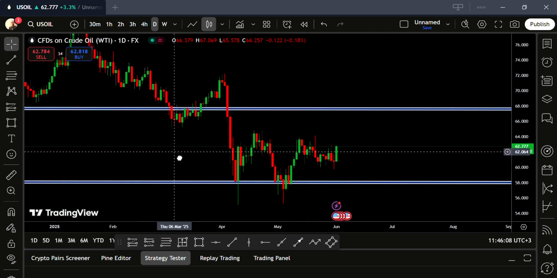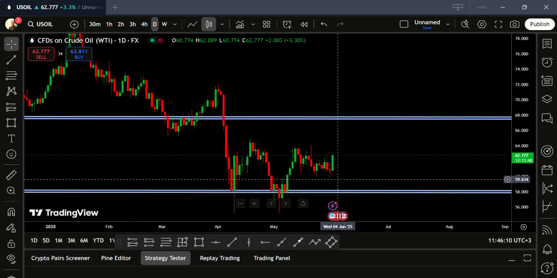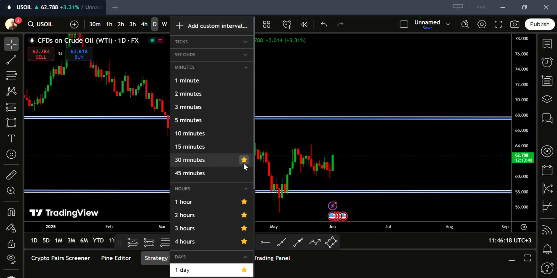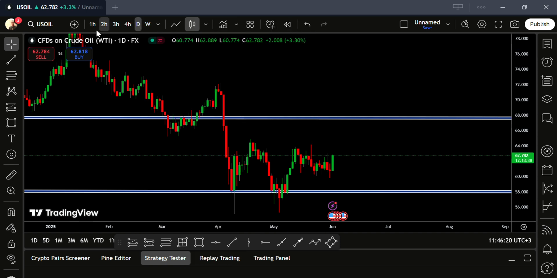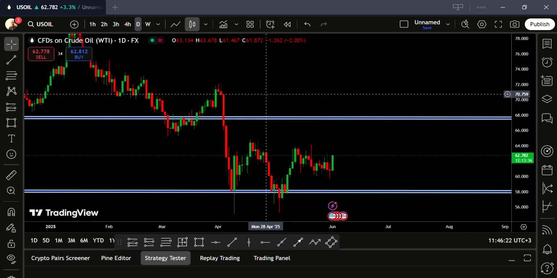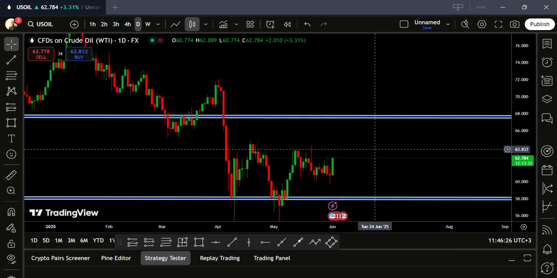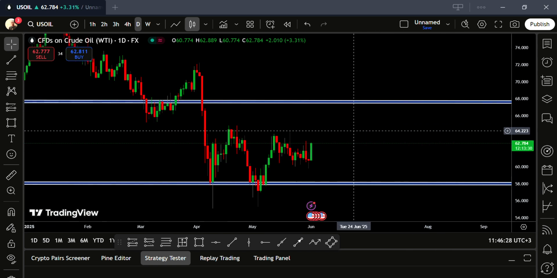So what do we have on the screen? We have US oil, and this is the daily time frame. I know there's 30 minutes here, but forget about the 30 minutes, guys. I rarely go to those time frames. My last time frame is the 1 hour. So this is the daily time frame, and what do we have here?